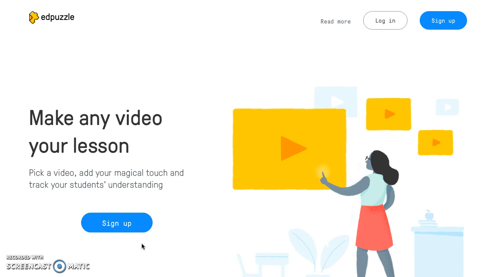Edpuzzle is overall a great tool that should be known and incorporated into every classroom for reducing curriculum barriers in each of our students.